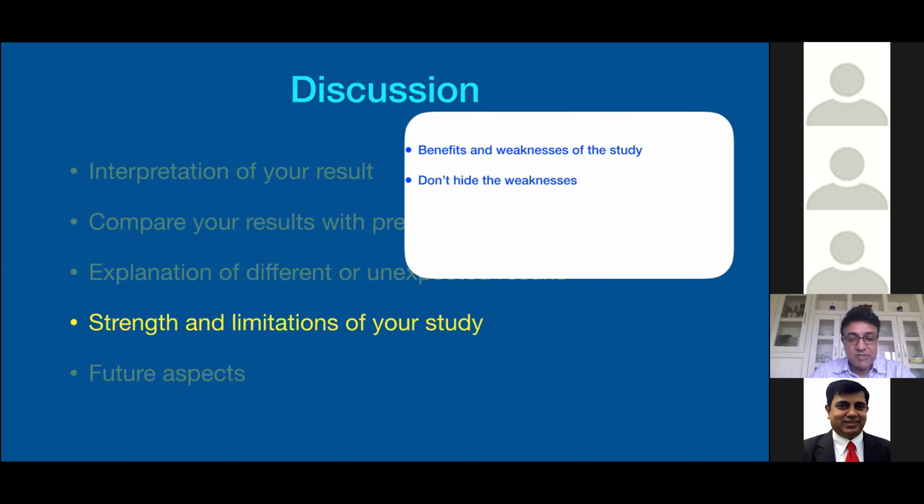Because as Mohan sir said, everyone here is learned. Everyone who reads your paper is learned. They will find out your limitations. That's why it will be better for you to express your weaknesses and limitations by yourself in your study. And that will carry good marks for your study to be published.